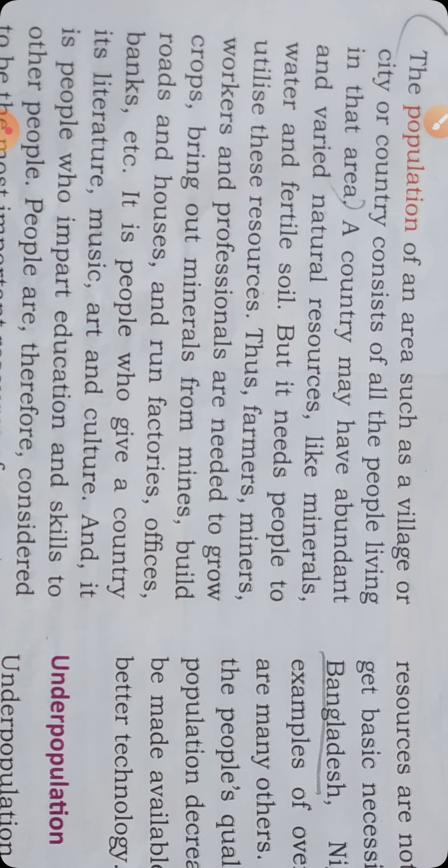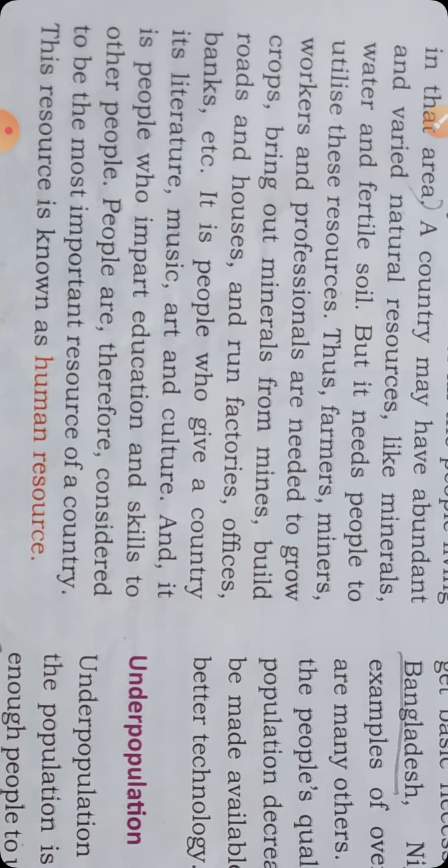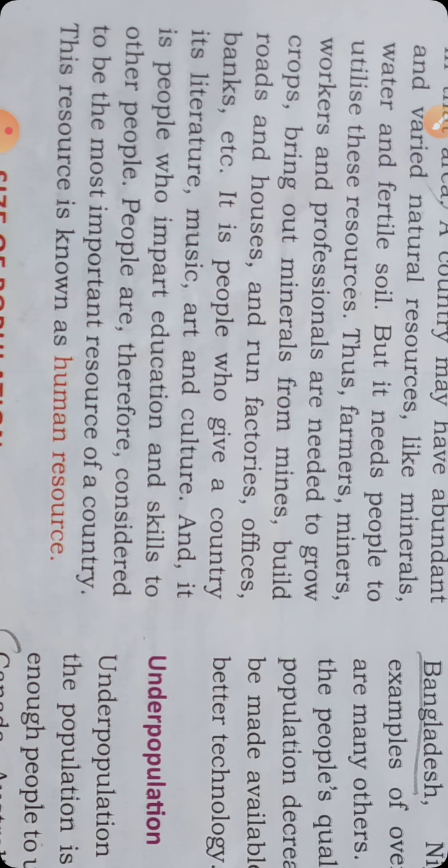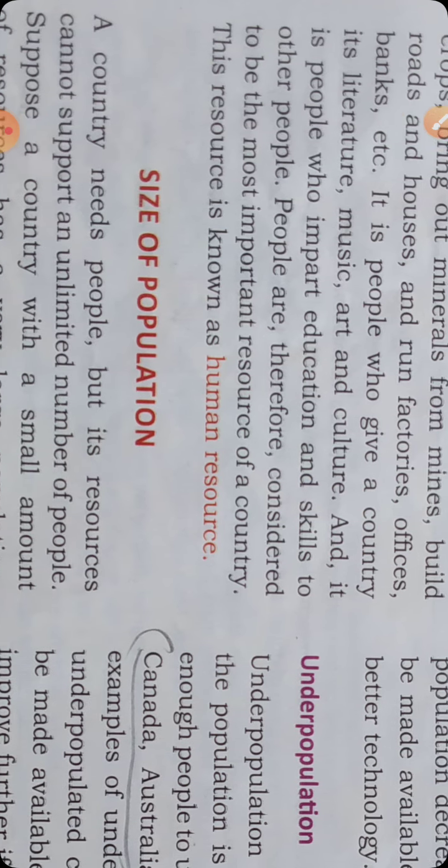What is population? The population of an area, such as a village or city or a country, consists of all the people living in that area. A country may have abundant and varied natural resources like minerals, water, and fertile soil, but it needs people to utilize these resources. Thus, farmers, miners, workers, professionals are needed to grow crops, bring out minerals from mines, build roads, houses, and run factories, offices, banks, etc. It is people who give a country its literature, music, art, and culture, and it is people who impart education and skills to other people. People are therefore considered to be the most important resource of a country. This resource is known as human resource.